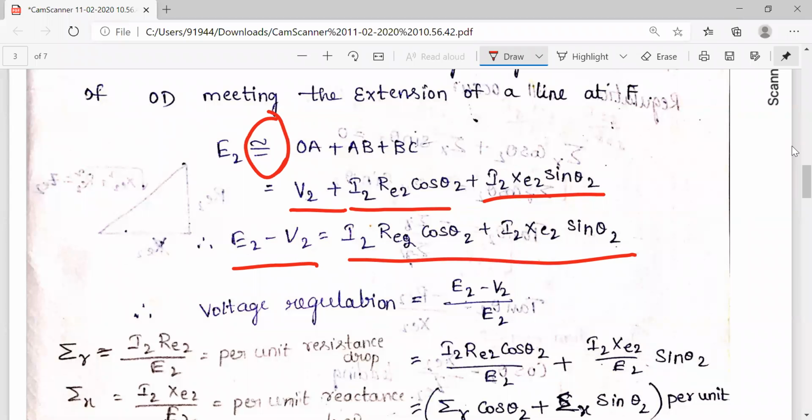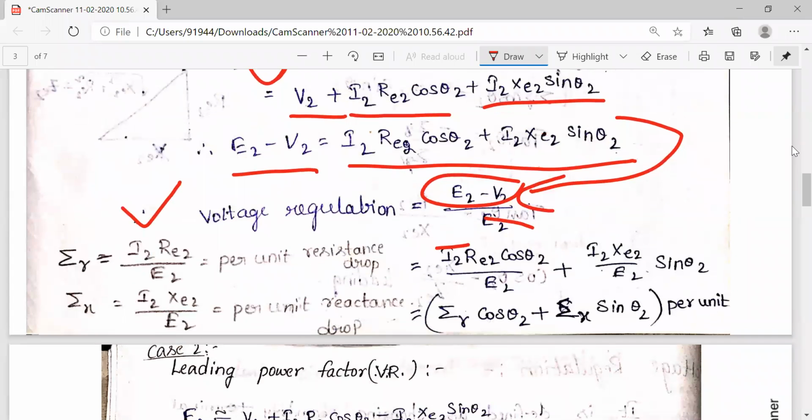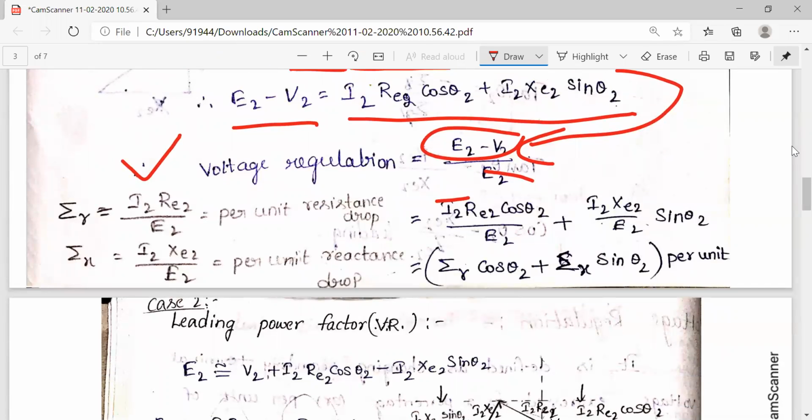Okay, so voltage regulation definition. Voltage regulation equals change of voltage by E2. This equation is substituted here. So voltage regulation equals E2 minus V2 by E2. Therefore voltage regulation equals I2 R equivalent cos theta 2 by E2 plus I2 X equivalent 2 by E2 into sin theta. This term we call per unit resistance, and this term is called per unit reactance.